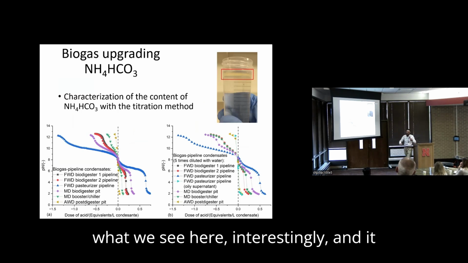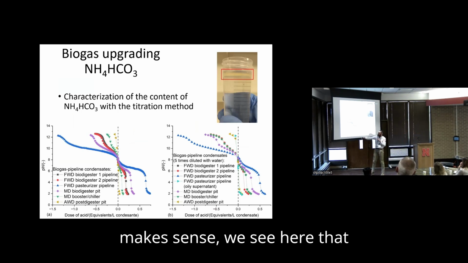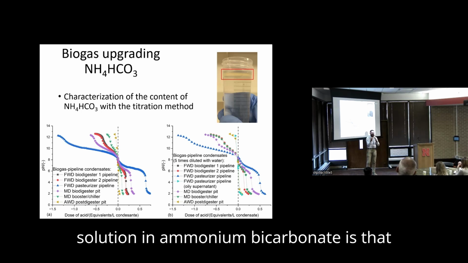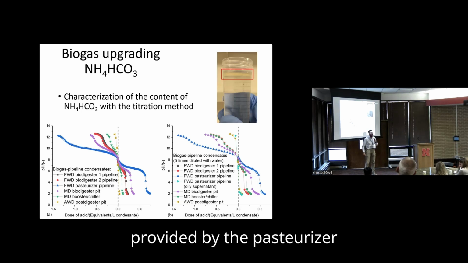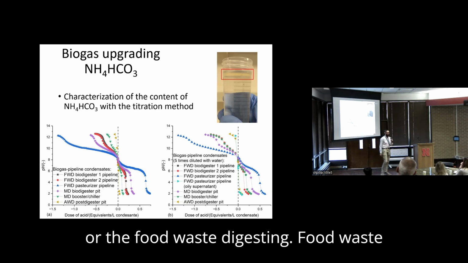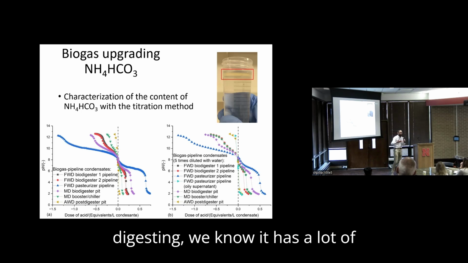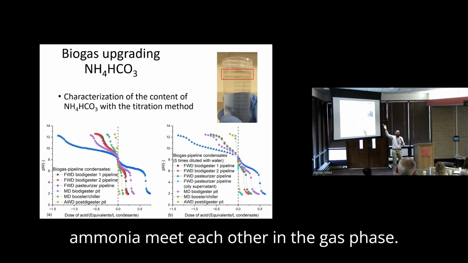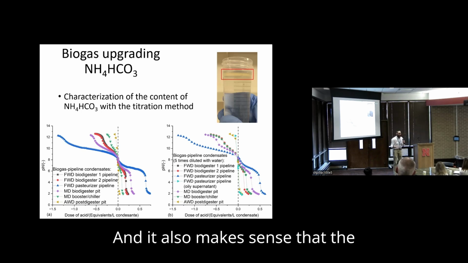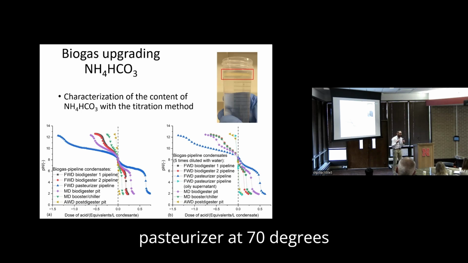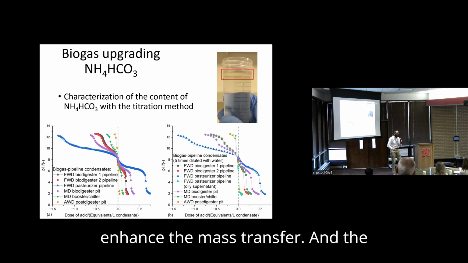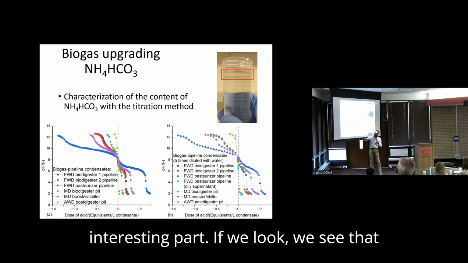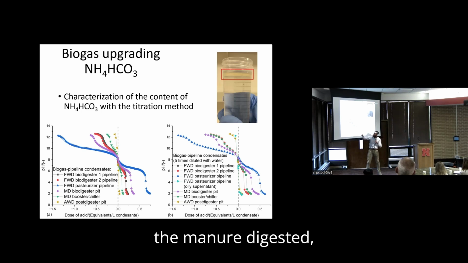So what we see here, interestingly, and it makes sense, is that the most saturated aqueous solution in ammonium bicarbonate is that provided by the pasteurizer of the food waste digestate. Food waste digestate, we know it has a lot of ammonia, so it makes sense that CO2 and ammonia meet each other in the gas phase. And it also makes sense that the pasteurizer at 70 degrees enhances the mass transfer and the volatilization of these compounds afterwards.